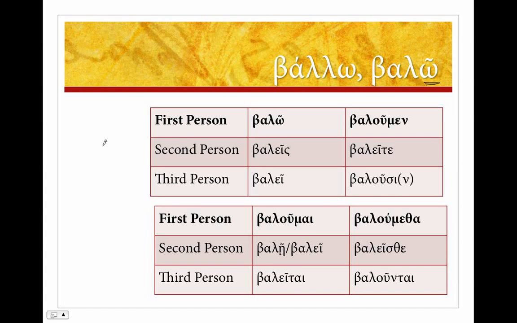And so that's the future active. And in the future middle, remember the future middle is separate from the future passive. In the future middle, we've got baloumai, just like we would see with machoumai, balei or balēi, baleitai, baloumetha, baleisthe, balountai. So if you know how to conjugate epsilon contracts, recognize that the second principal part is a contract, and you'll know how to conjugate it.